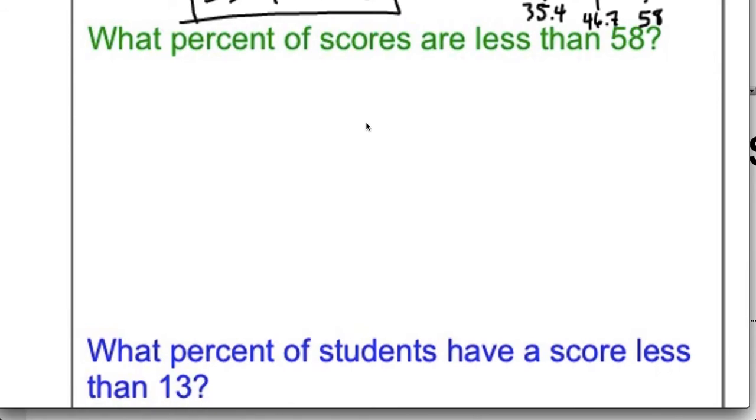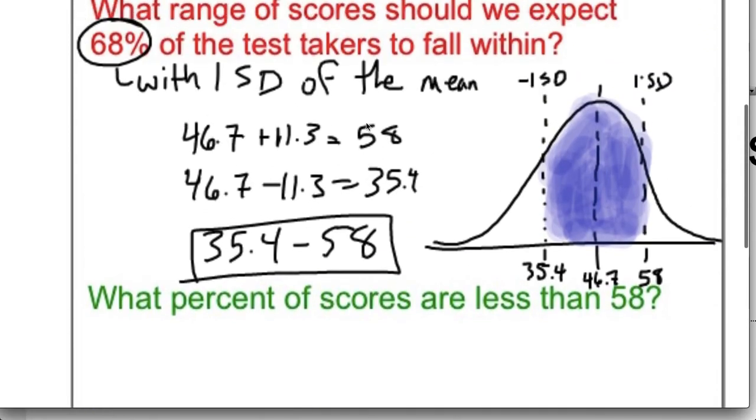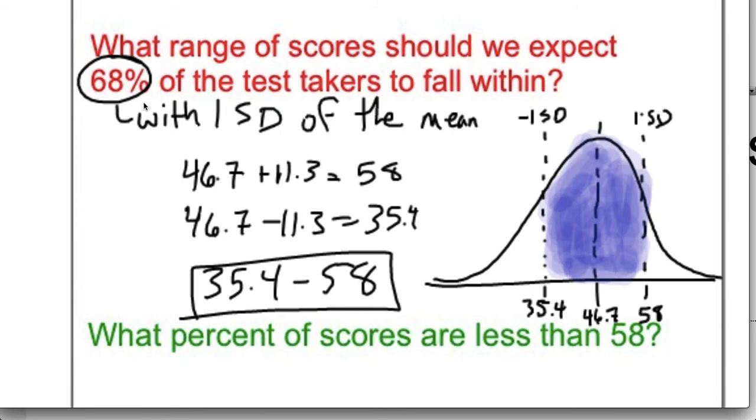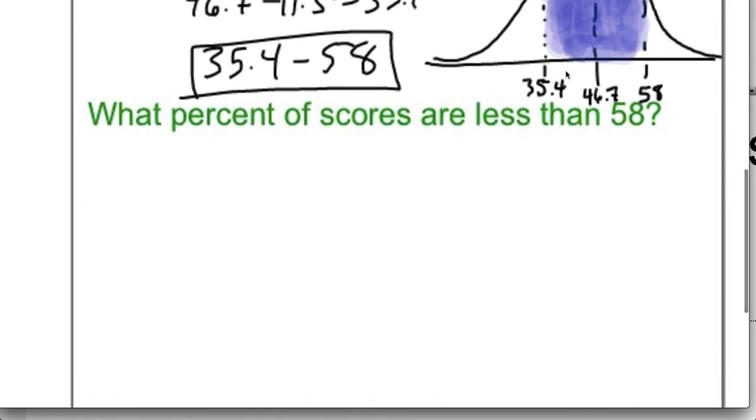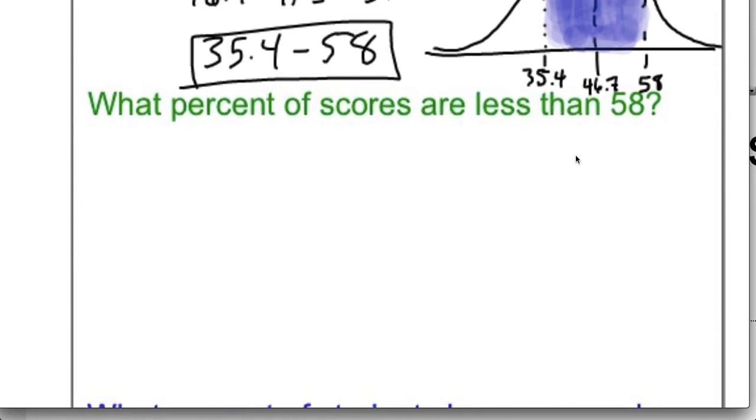What percent of scores are less than 58? So now we're kind of going the other way. In the first case, we were given the percentage. In this case, we're looking for a percentage. And so again, you need to understand that when you look at 58 in this scenario, that is one standard deviation above the mean.